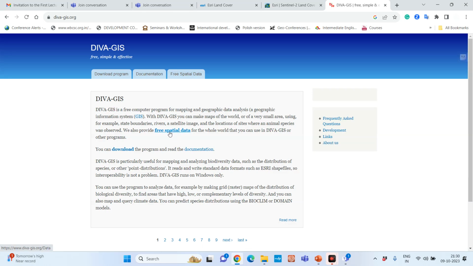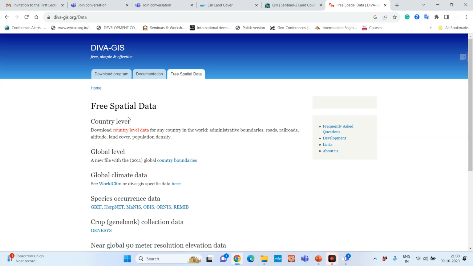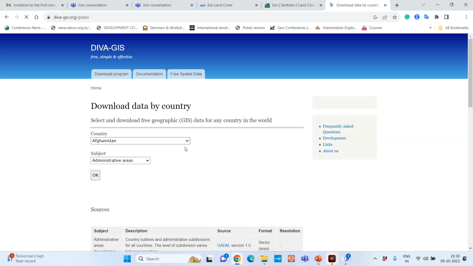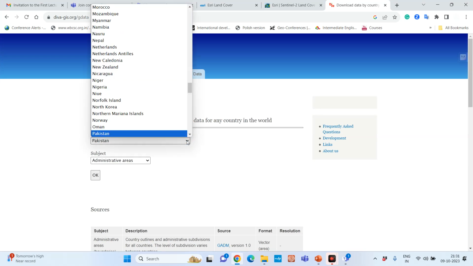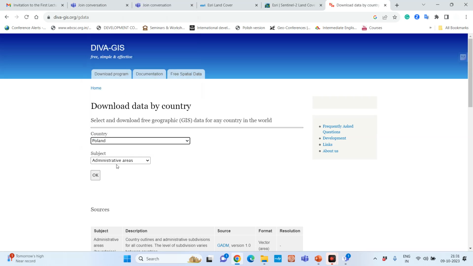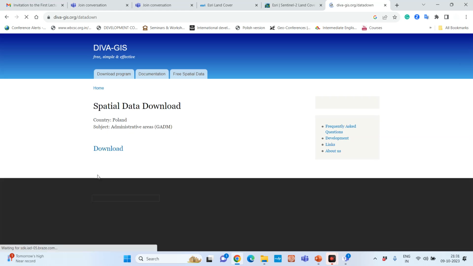Spatial data, we learn there are two kinds of data, spatial data and non-spatial data or attribute data. So for the spatial data, this is the country level data. You just click over here, suppose you need the data of Poland. So Poland is here, go to Poland, then administrative boundary, put it over here, just download it. It will take a couple of seconds, depending on your internet speed.